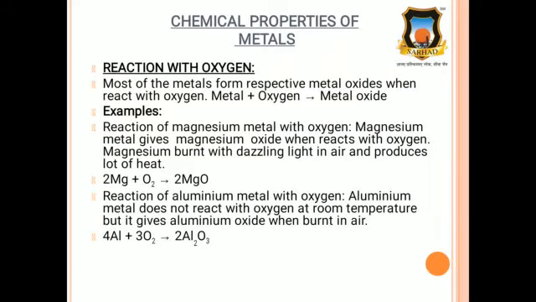Now we have to study about the chemical properties of metals. So here some of the reactions I have shown. First is reaction with oxygen, means how the metal reacts with oxygen. Most of the metals form respective metal oxide when they react with oxygen. Metal plus oxygen gives metal oxide. But reaction with oxygen means it is somehow burning. For burning we need oxygen.